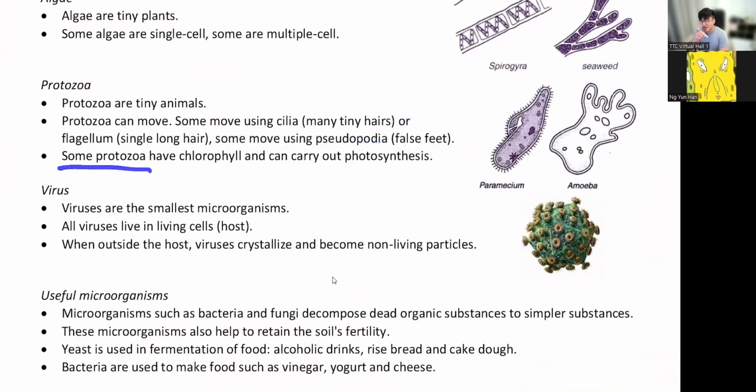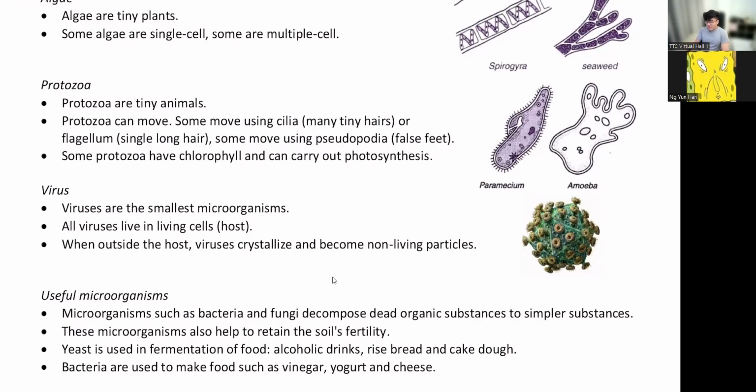Some protozoa, although they are animals, some of them do have chlorophyll. Huh? How can an animal have chlorophyll, sir? That's what they do. Some, very rare cases. Imagine a green color animal that can make their own food. Some of them are like that.